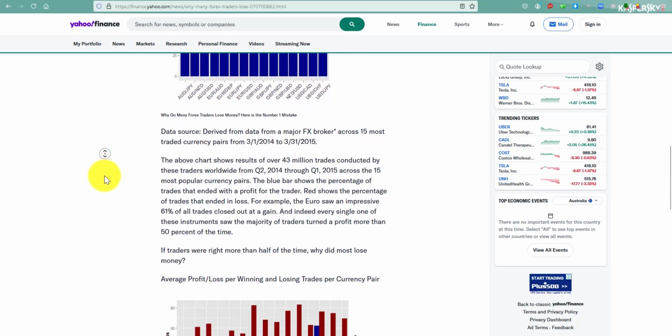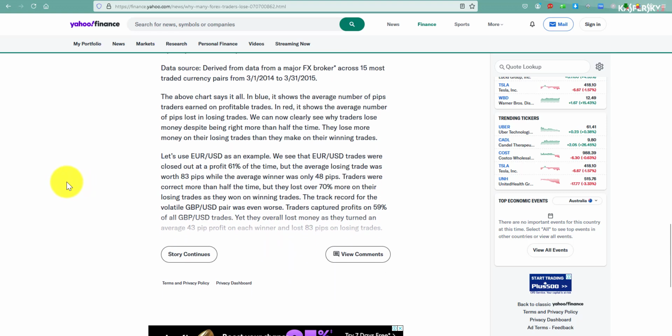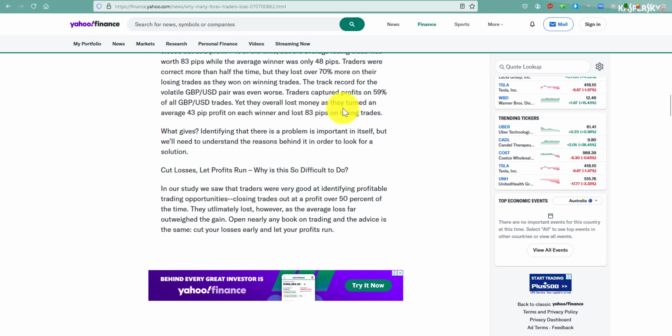Okay. The issue, though, is that their losses are much bigger than their winners. So their reward-risk ratio is too far upside down. And so that's the real issue. As you can see, 59% win rate on the pound, but the winners are 43 pips, and the losers on average were 83 pips.